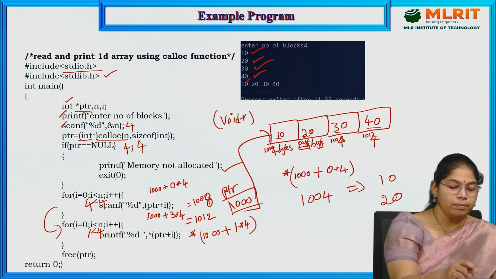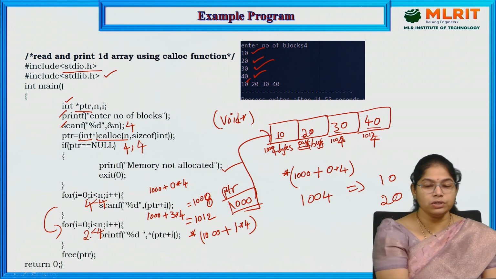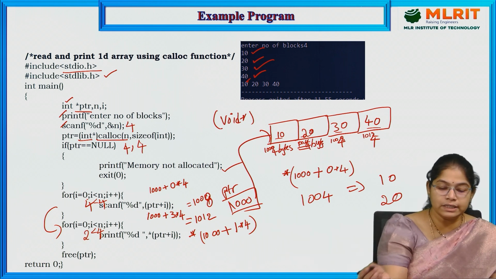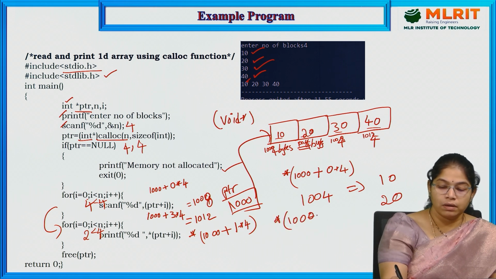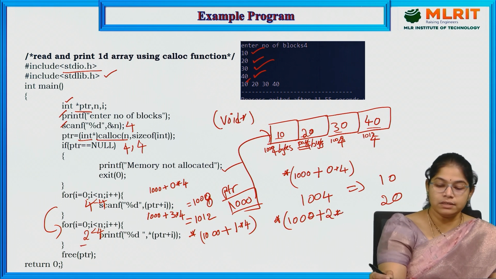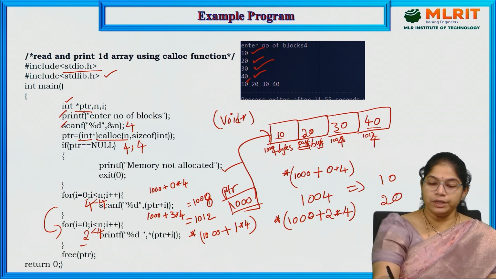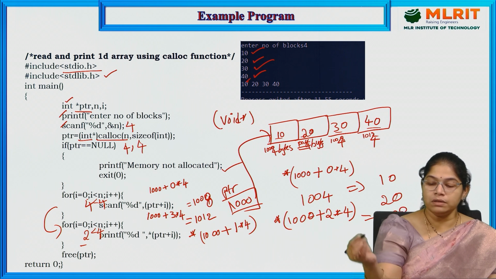Then again i plus plus, now i becomes 2, 2 less than 4, condition is true. Then in the next location, that is star ptr, ptr is 1000 plus i, here 2, and since it is of type integer, 4 bytes is allocated. So 2 into 4 is 8. Then the next value I want to print is in the location 1008.